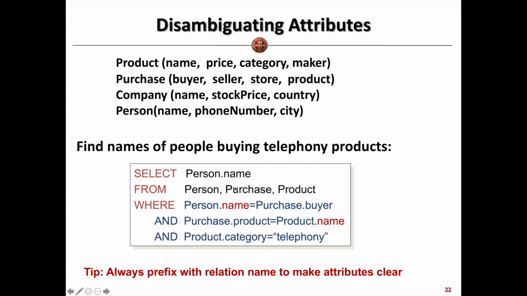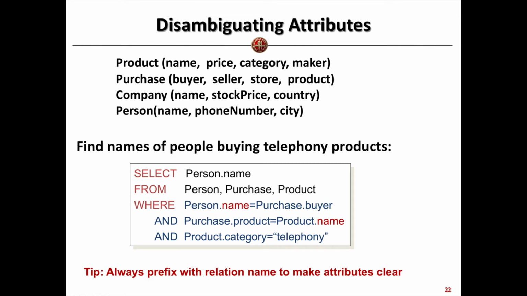And the person buys the telegraphy products. This telegraphy denotes a category, right? The category is from the product table, product.category. And the people are buying this product. Therefore, we also need to use the purchase table. We need to make sure the person name equals the buyer, and at the same time, the product also matches the name of the product whose category is telegraphy, right?